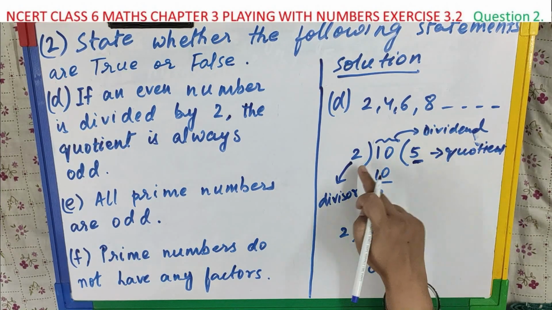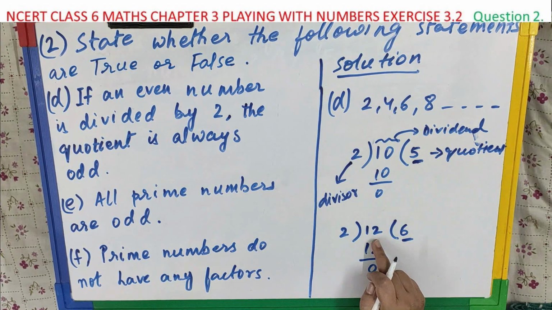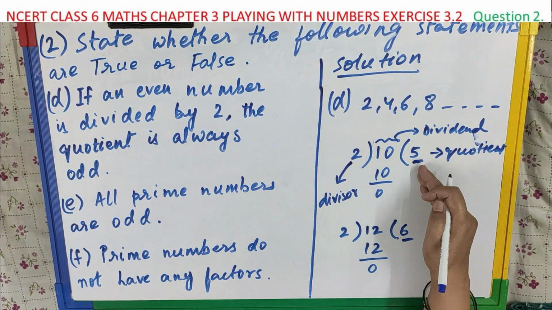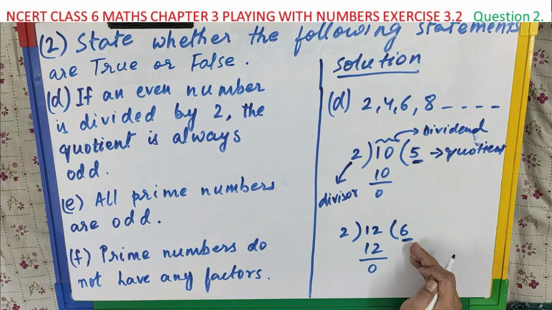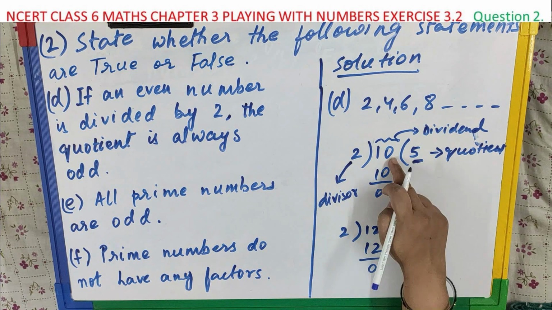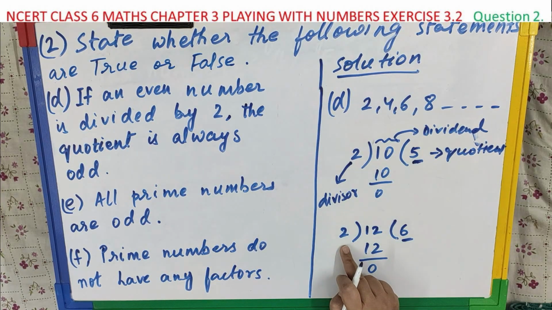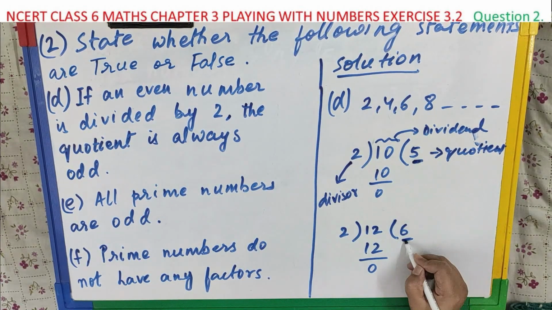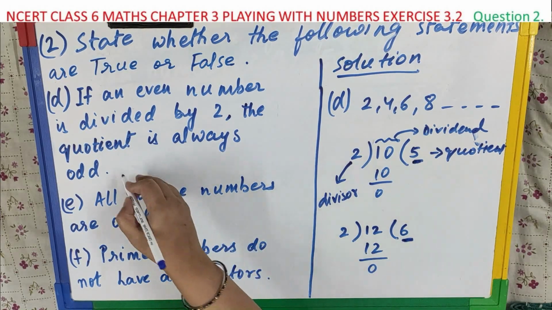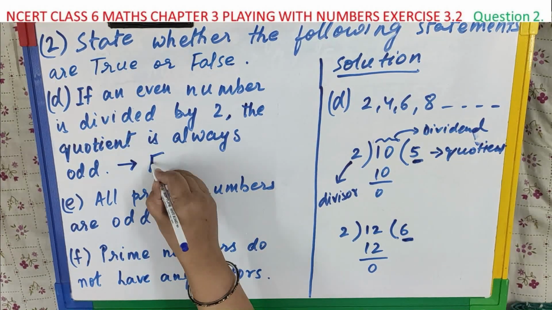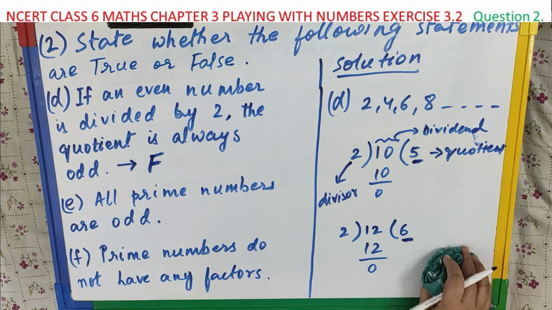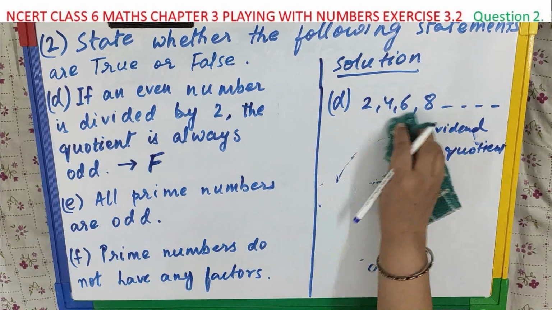So when an even number is divided by 2, the quotient is an odd number here. When an even number is divided by 2, the quotient is an even number. The quotient is not an odd number. It means that the quotient may be an odd number, the quotient may be an even number when an even number is divided by 2. Okay, so this statement is false. The quotient is always odd. See, the quotient is not always odd. Here the quotient is even. It means this statement is wrong statement. It is a false statement, right? So you have understood this. Now let us do question number E.